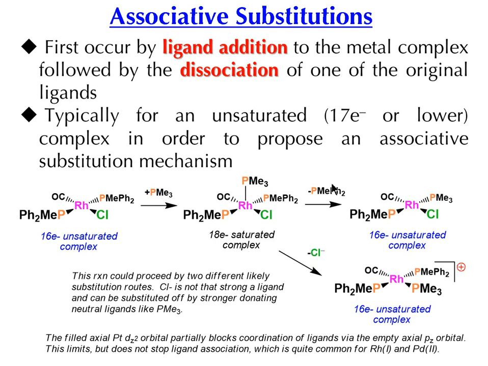Then according to the solvent, we can have two types of dissociations. If you use, for example, a polar solvent, in this case, Cl- will dissociate. And if we use a non-polar solvent, we have dissociation of the phosphine ligand.